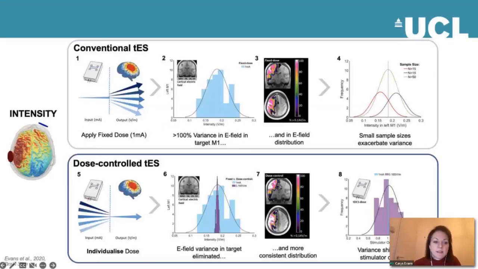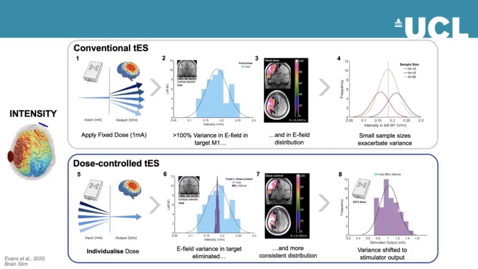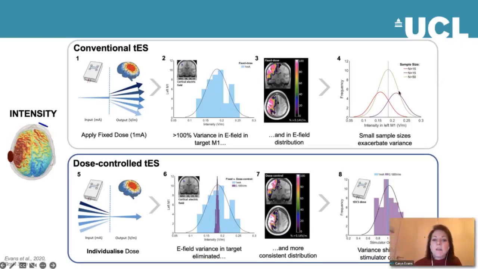Looking firstly at intensity, conventionally what we do is we apply a fixed dose of stimulation, such as 1 milliamp, across all individuals. But we know due to anatomical differences, including things like skull thickness, the intensity observed in the brain likely varies across individuals. Here, we wanted to quantify this variability when you apply a fixed dose of 1 milliamp to the left primary motor cortex, or M1. What we observed, which you can see in figure 2, is that there was over 100% variability in E-field intensity in that target region, anywhere between 0.1 volts per meter to 0.3.